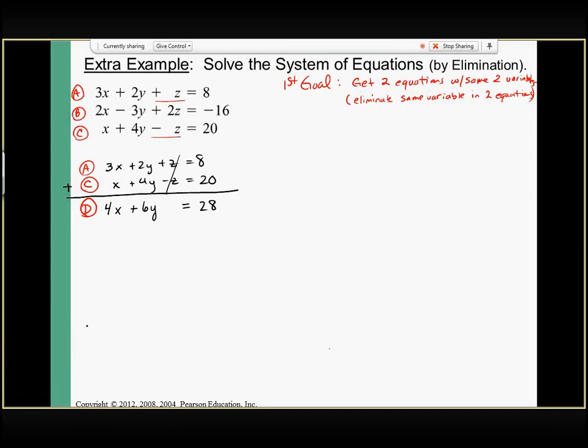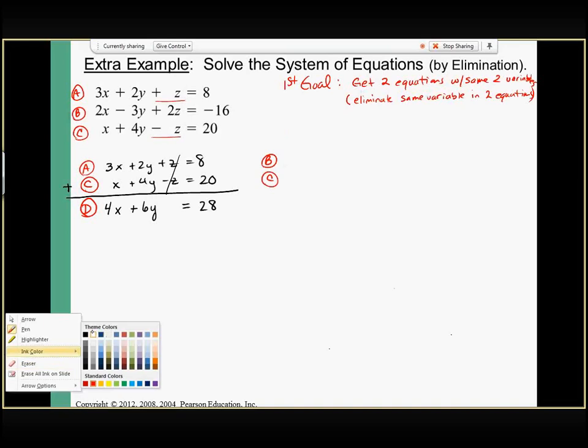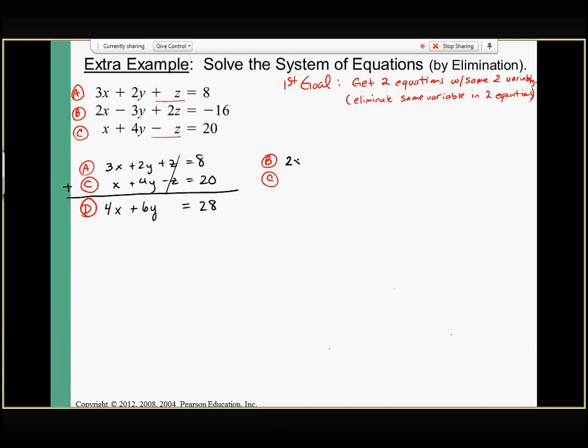Well, I'm going to look at B and C. If I look at B and C, I'm just going to write them down. Sometimes it helps just to see them next to each other. So in B, I have 2x minus 3y plus 2z is equal to negative 16. And C, I have x plus 4y minus z is equal to 20. Now if I compare my z's, over here I eliminated my z's, so I want to eliminate the same variable.